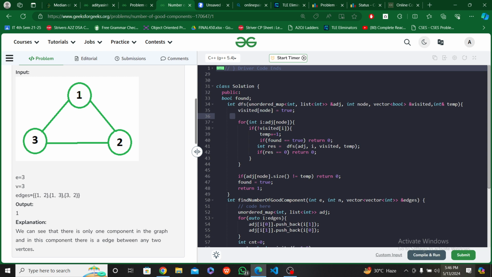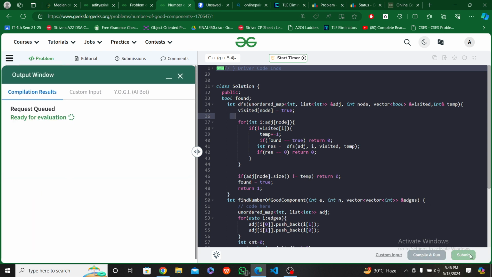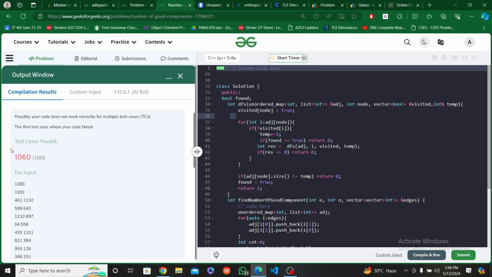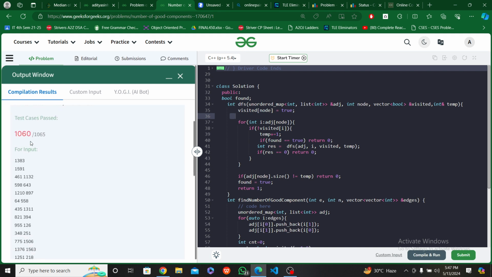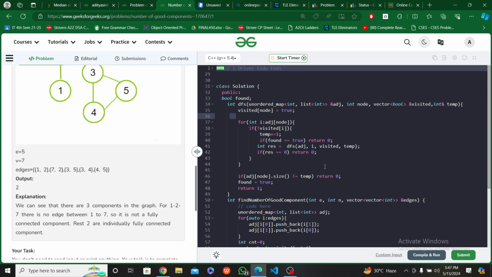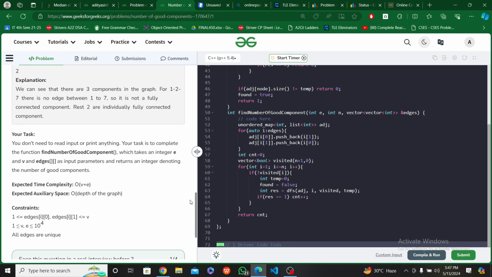So you can see there, I submit this code. You can see that all the test cases passed, just 5 test cases did not pass. Okay, so thank you. This is for today.